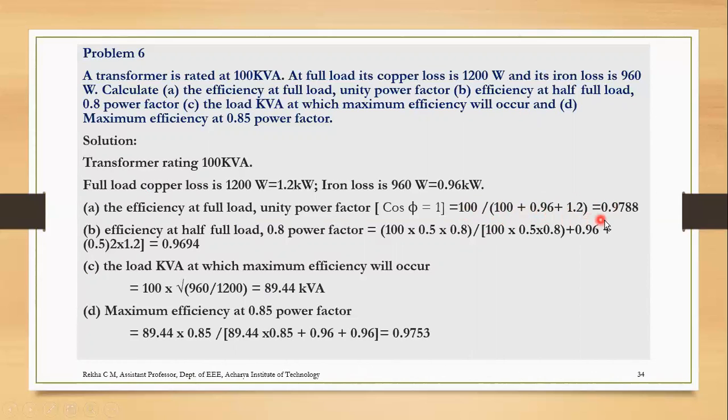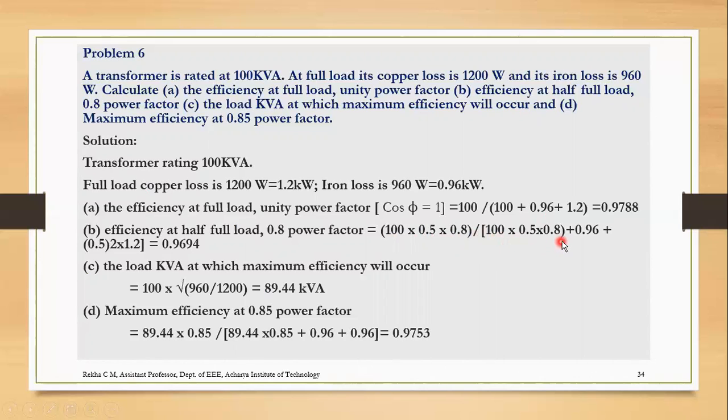So with this we get the efficiency value as 0.9788. In terms of percentage, 97.88%. Next we need to find out efficiency at half full load, and power factor is 0.8. So the X value over here is 0.5. Here again kVA rating is taken, and cos phi is 0.8.